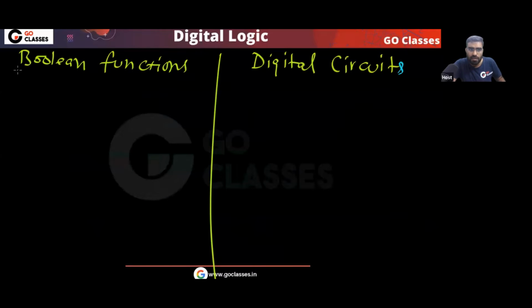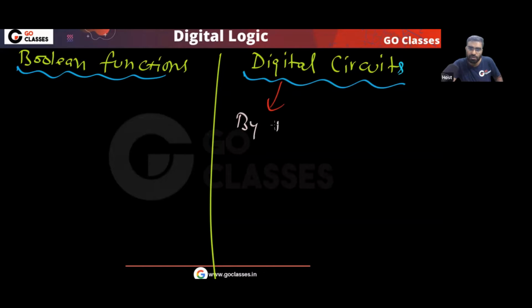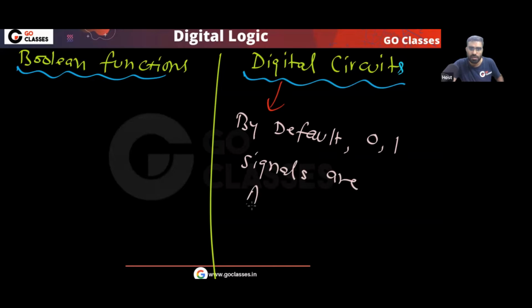The reason is this. For Boolean functions, you cannot take advantage of 0, 1. But when you study digital circuits, then remember, by default, 0, 1 signals are available to us. Is this clear? By default, these signals 0, 1 are available to us.